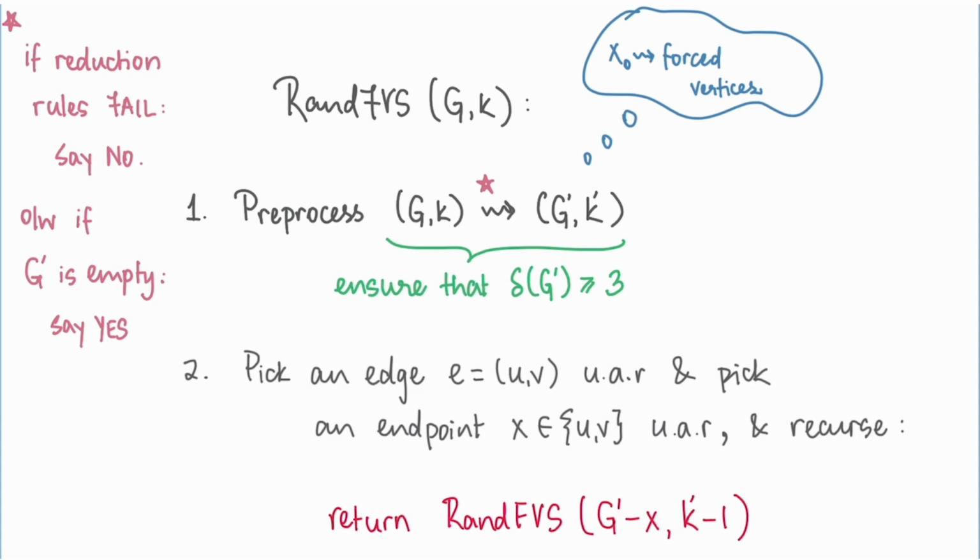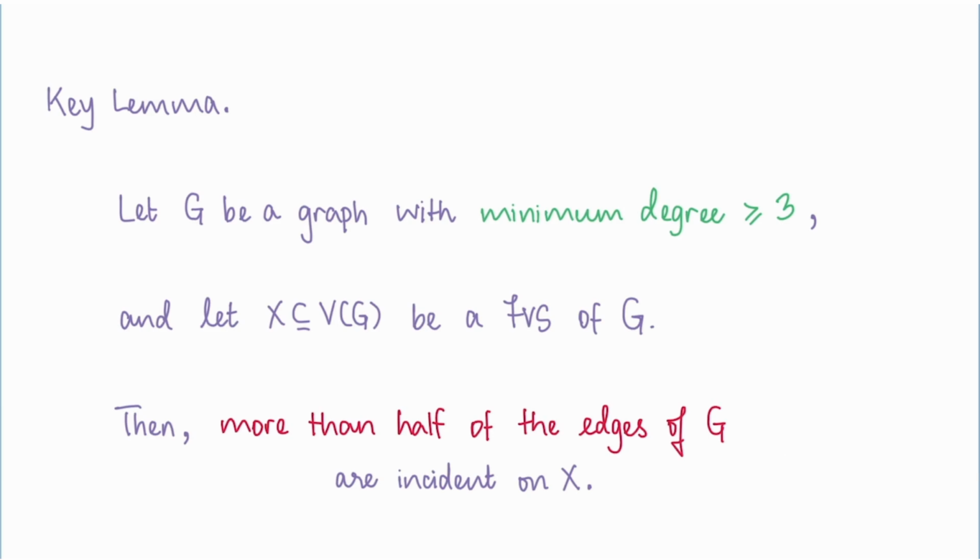Notice that there are really exactly two places where we do something at random. The first is when we pick the edge, and the other is when we pick one of its endpoints. And let's now try to formalize the intuition that we have been discussing all along. So here is the statement that we would like to prove. If a graph has minimum degree at least 3, then any feedback vertex set of this graph must actually have a lot of edges from the graph incident on it. In particular, the way we quantify this is to claim that strictly more than half the edges of the graph must have at least one of their endpoints in the FVS X.